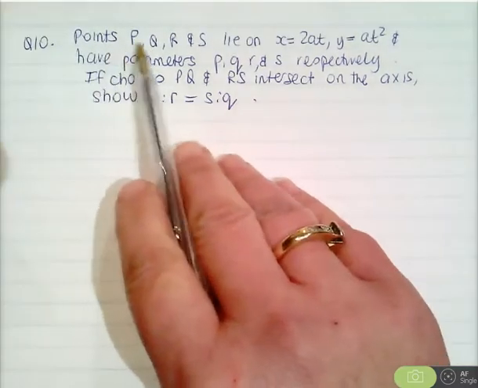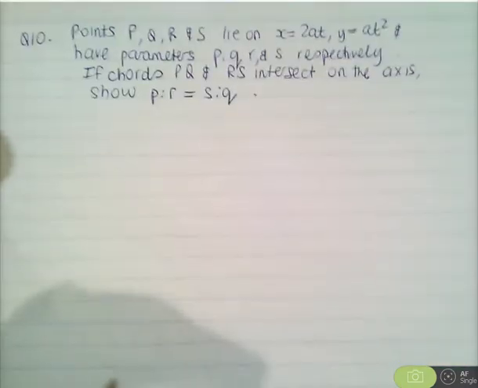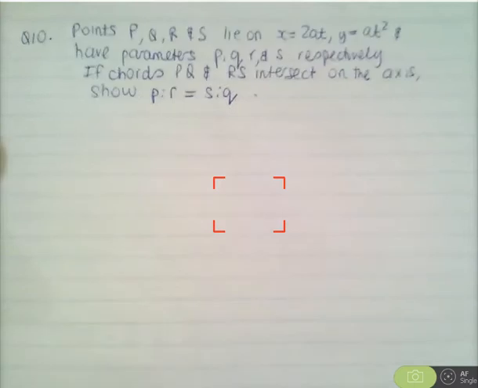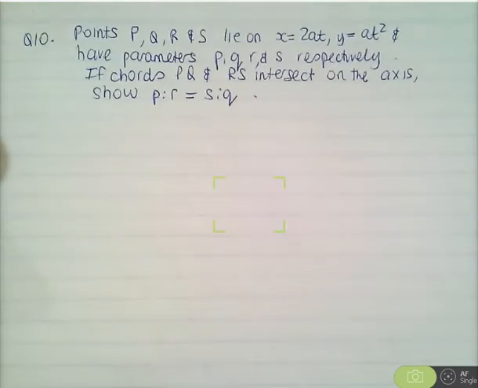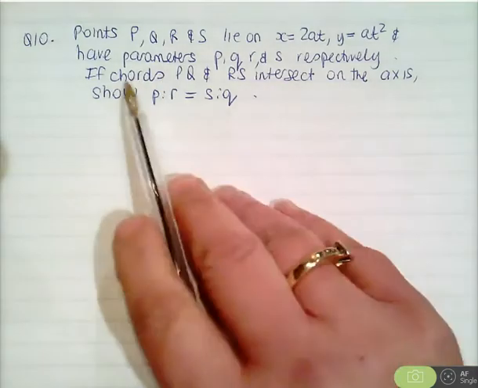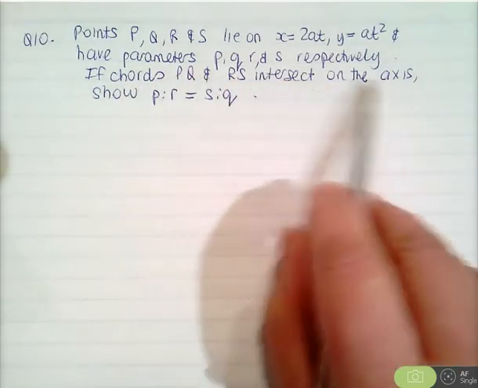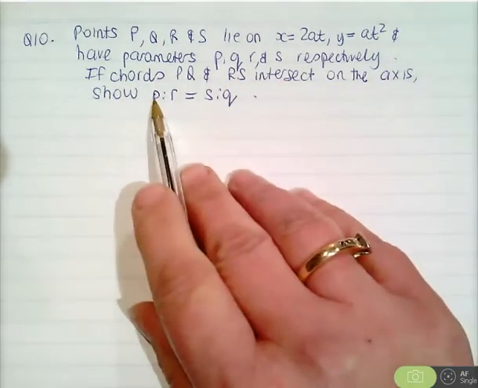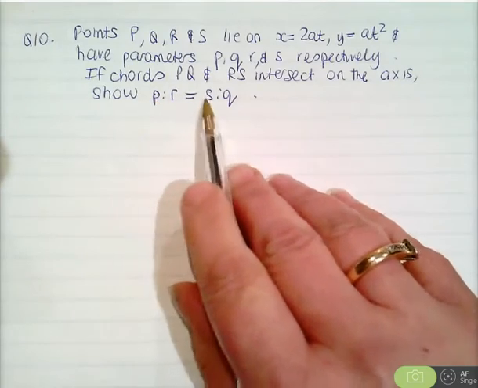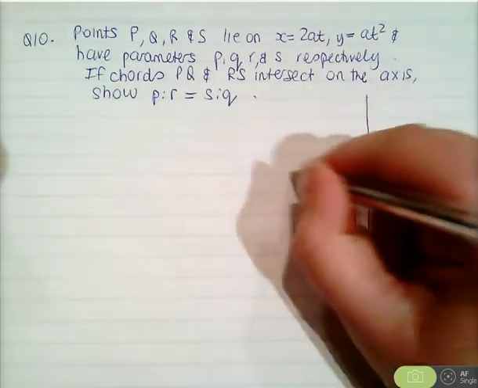Question 10, points P, Q, R and S lie on the parabola x equals 2at, y equals at squared, and they have parameters p, q, r and s respectively. If the chords PQ and RS intersect on the axis, show that the ratio of p to r is equal to s to q.